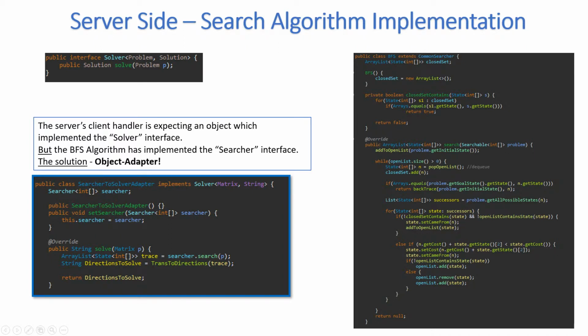search algorithm implementation had a few problems. For example, the server's client handler is expecting an object which implemented the solver interface, this interface. But the BFS algorithm implemented the searcher interface. Common searcher, as I said, is an abstract class which implements the searcher interface. This is done for a reason, we don't want to change it. So the solution is an object adapter. In here you can see that the searcher to solver adapter implements the solver. It has a data member which is a searcher, and using its solve method, it actually uses the searcher search method.